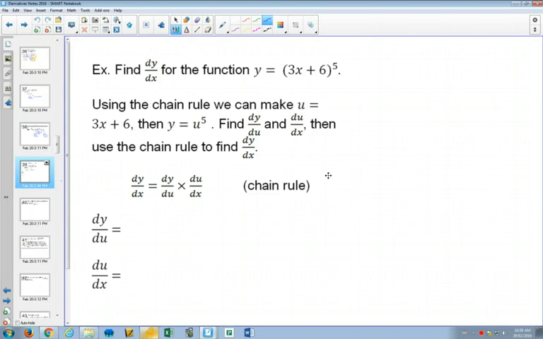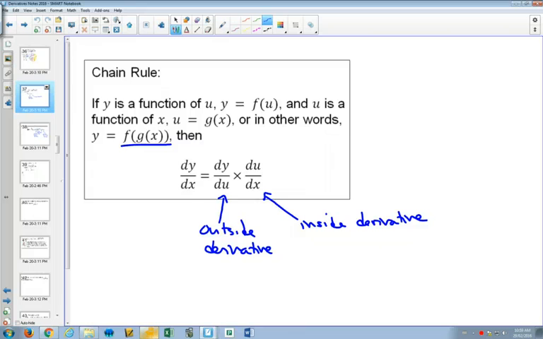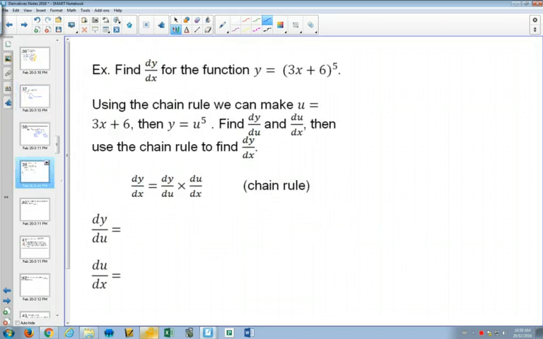So this is the idea using this notation here that dy dx, our derivative, is dy du by du dx, where you can make a function u inside of another function f. So u is our function inside. So when we look at this first example, our function inside is 3x plus 6. So what we do is we temporarily make u equal to that, and then we substitute that in, and then instead of having y equals 3x plus 6 to the 5, we just have y equals u to the 5.